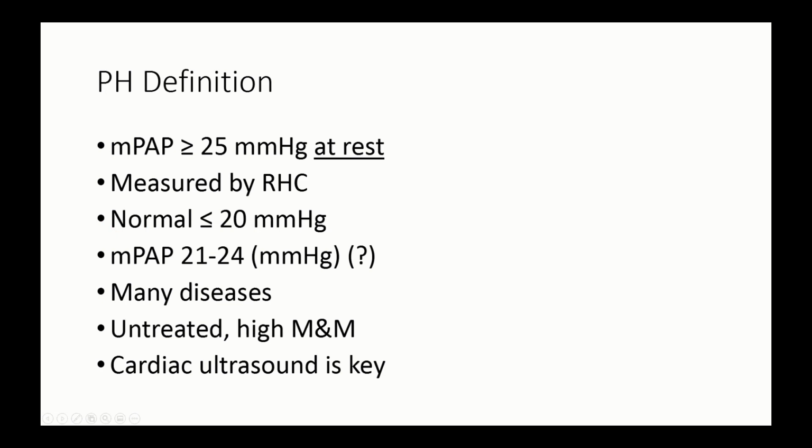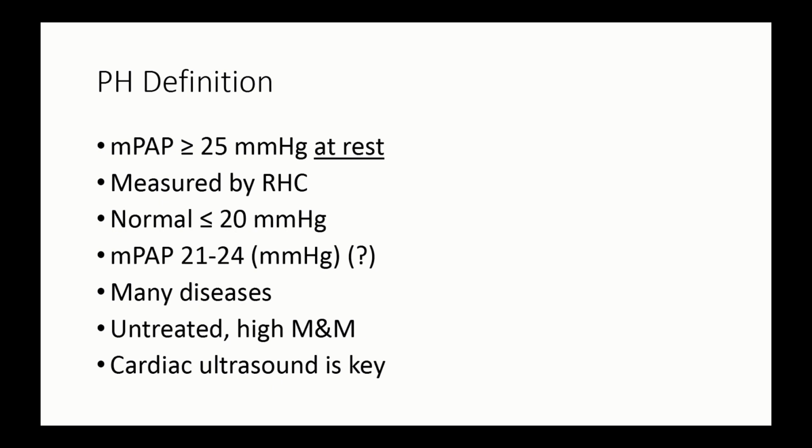So pulmonary hypertension is defined as a mean pulmonary artery pressure of more than or equal to 25 millimeters of mercury at rest. During exercise, the pulmonary artery pressure increases, mostly because of the increase in cardiac output. The gold standard is still using a right heart catheter to directly measure the pulmonary artery pressure. A pressure of 20 or lower millimeters of mercury is considered normal, which leaves a gray zone of 21 to 24 millimeters of mercury, which is still not a defined area. There are a lot of diseases that result in an increase in pulmonary artery pressure.